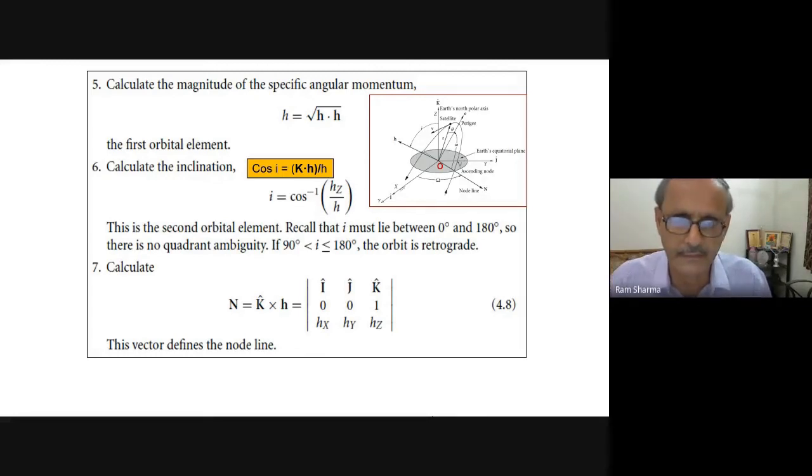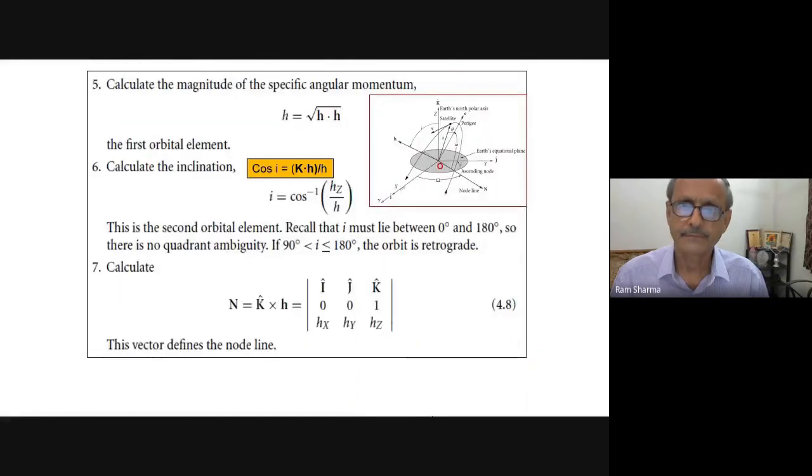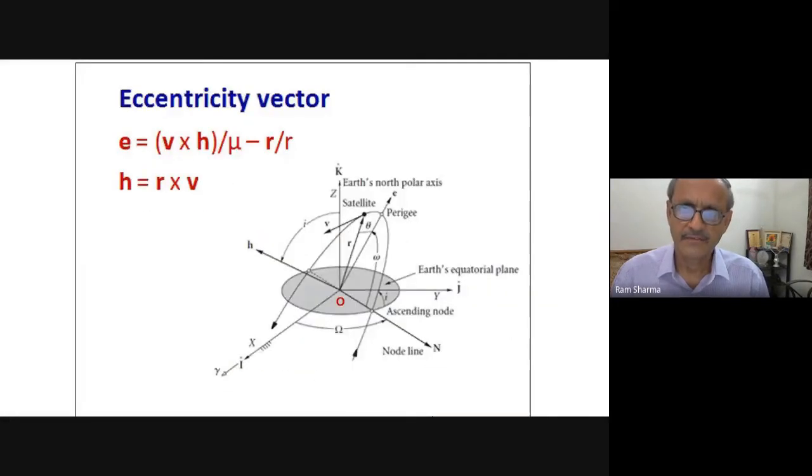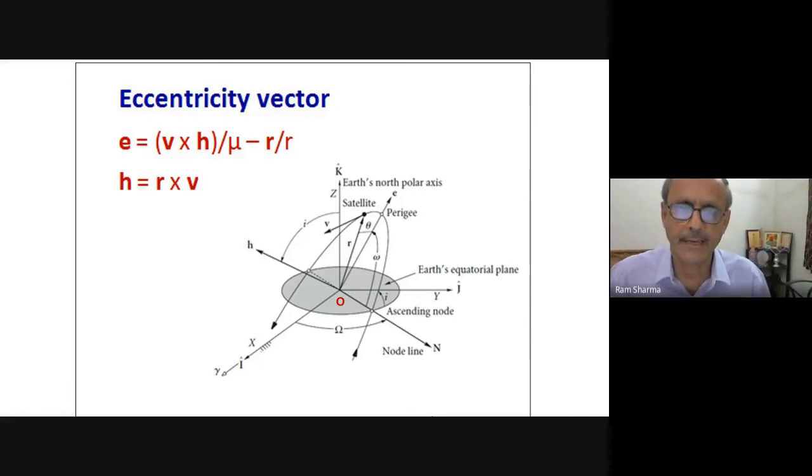Now you calculate the n vector. What is the n vector? I have given a figure there also, but you can see here in the bigger figure also. The n vector is K cross H. That n is the line of intersection of the xy plane and the orbital plane. So that n vector will be K cross H. Since it is lying in the xy plane, its z component will not come.